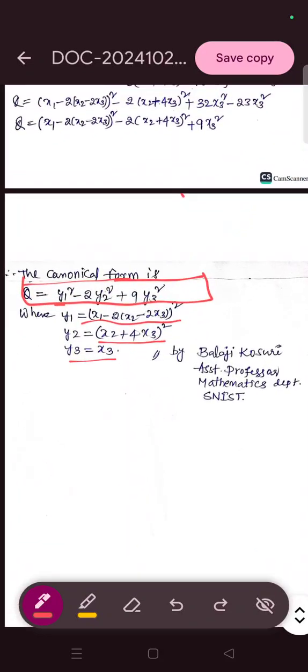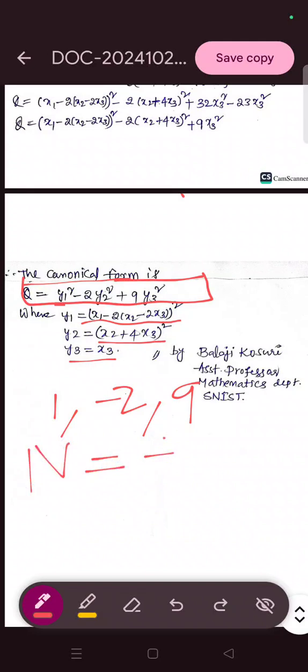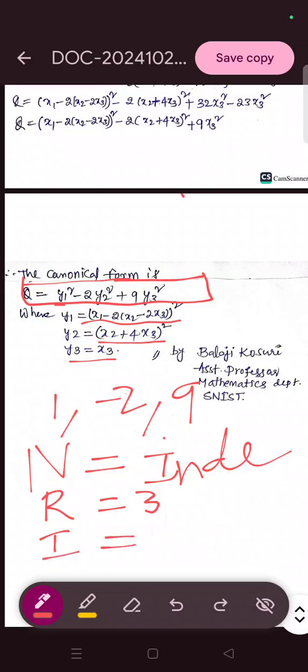If they ask about the nature of the quadratic form, here we have the b terms 1, minus 2, and 9. This is a mix of positive and negative terms, so the nature of the quadratic form is indefinite. The rank is the number of non-zero b terms, that is 3. The index is the number of positive b terms, there are 2, that is 1 and 9. The signature is positive b terms minus negative b terms. Positive b terms are 2, the negative b term is 1, so 2 minus 1, signature equals 1.